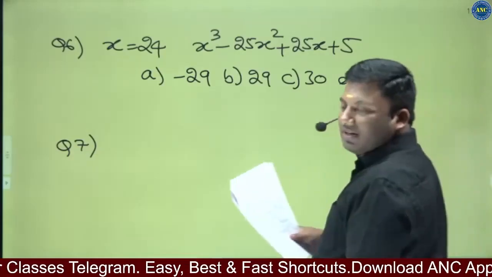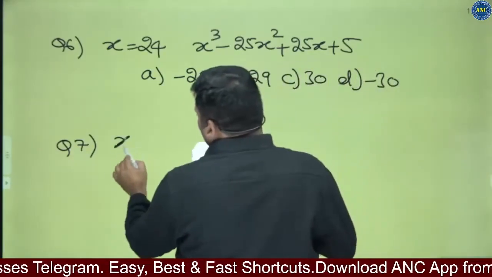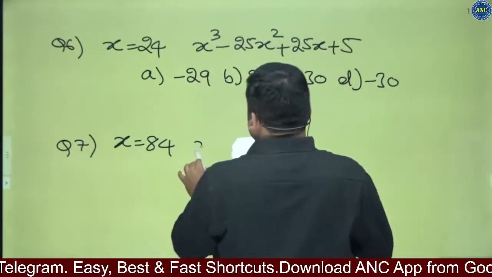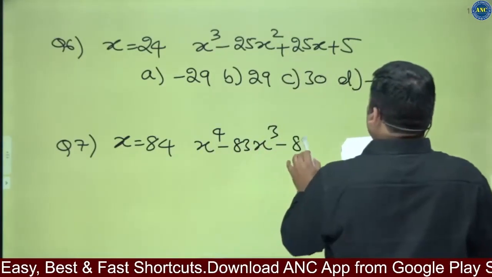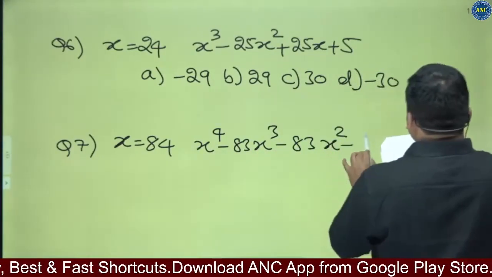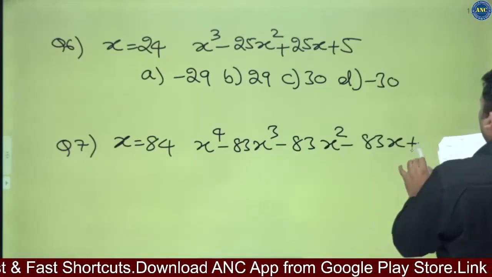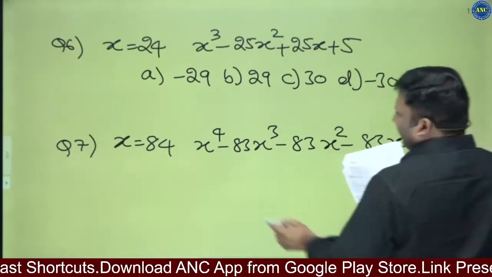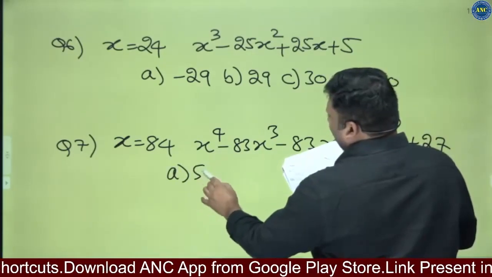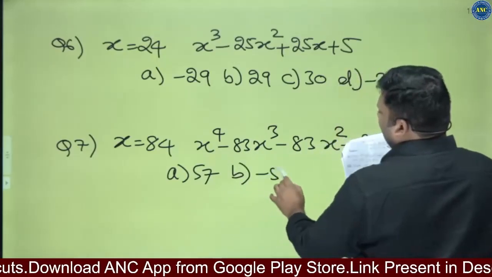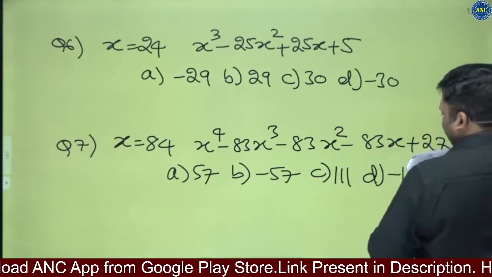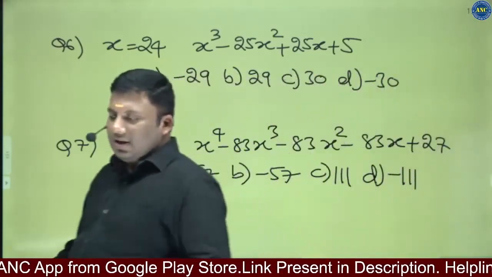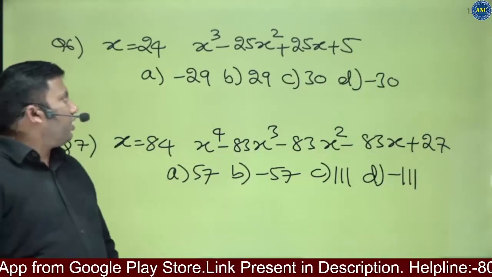Again a previous year exam question. X equivalent to 84. X power 4 minus 83x cube minus 83x square minus 83x plus 27. Options are 57, minus 57, 111 and minus 111. Now see here, sir, how to solve this question.